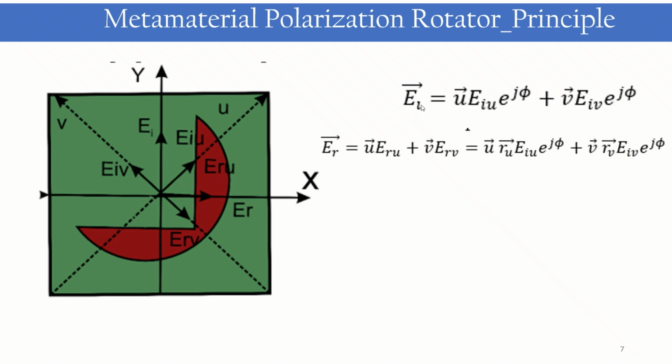So this is the incident field and it has U and V components. So it has U and V components, and upon reflection, it will have U and V components. So the U component will be in the same direction as the incident U component, and the reflected V component will be in the opposing direction as the incident V component. So the resulting reflected or transmitted wave will be orthogonal to the incident direction.